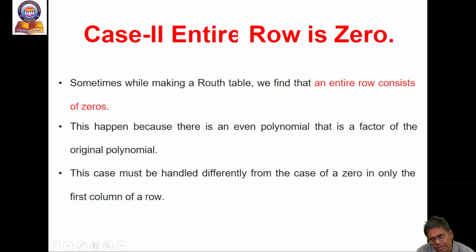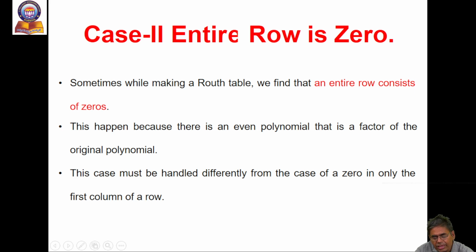That is one method. The other method is when an entire row is 0. For an entire row of 0, go for the auxiliary polynomial equation and find the derivative of the auxiliary polynomial. That can replace the original row, and proceed by the same process. Then we can determine whether the system is stable or not.